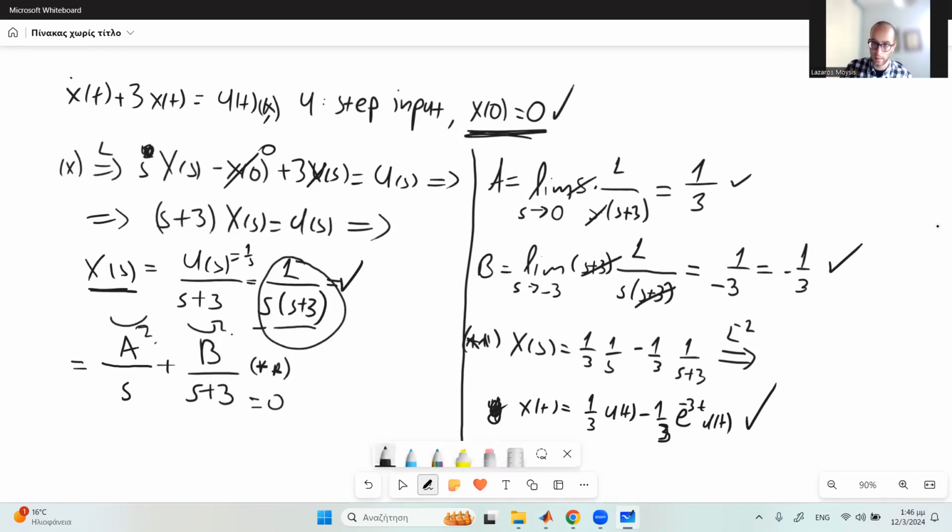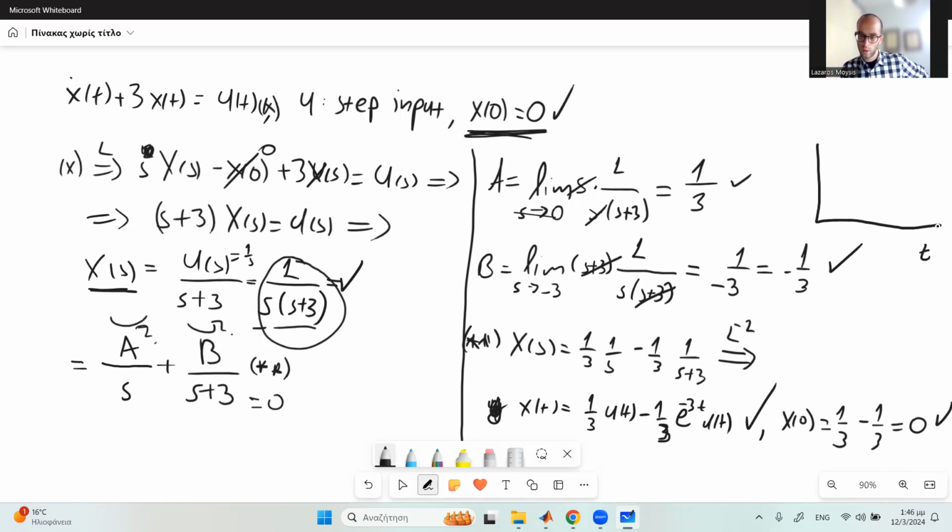Let's go back. So this is time, and the exercise told us that we are starting from zero initial conditions, which indeed holds true because if I put here x of 0, I will simply get 1/3 minus 1/3 equals 0. So actually my solution is the same as the value that the exercise told me, right?